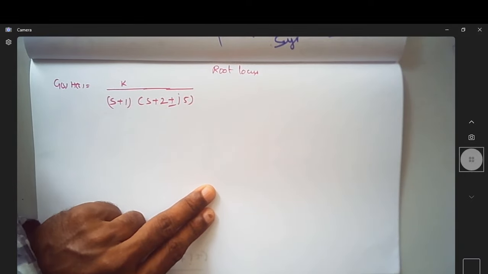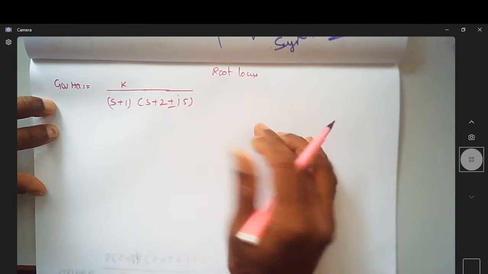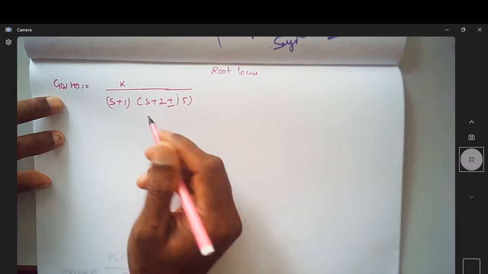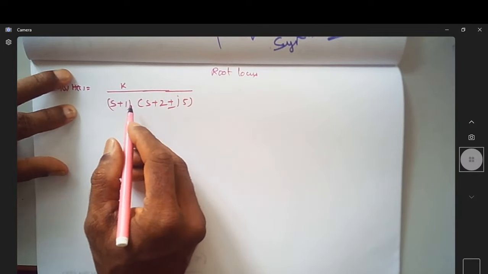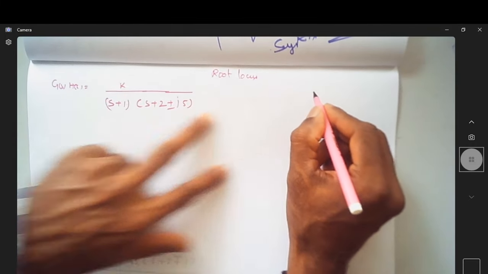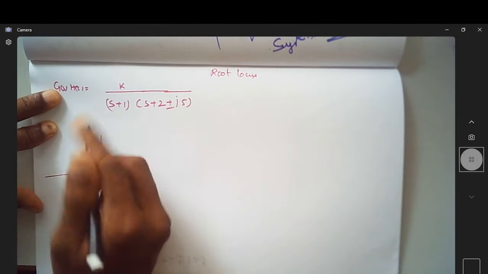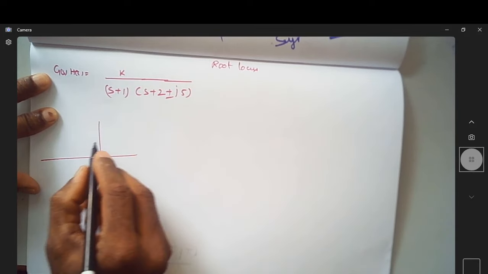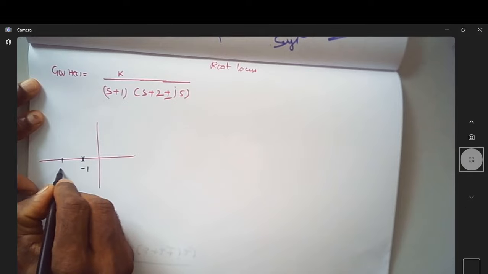Hi students. So in this video we'll see how to plot the root locus when the open loop poles are in complex position. So now we have a third order system having open loop poles at -1 and there are two more poles having its real part as -2 and its imaginary part as plus or minus j5. So this is that -1, so let us take this as -2.